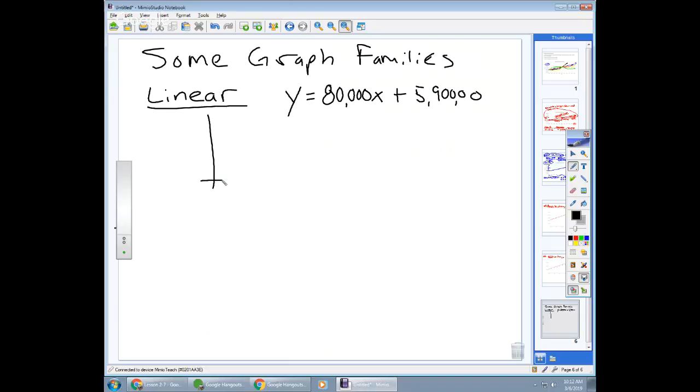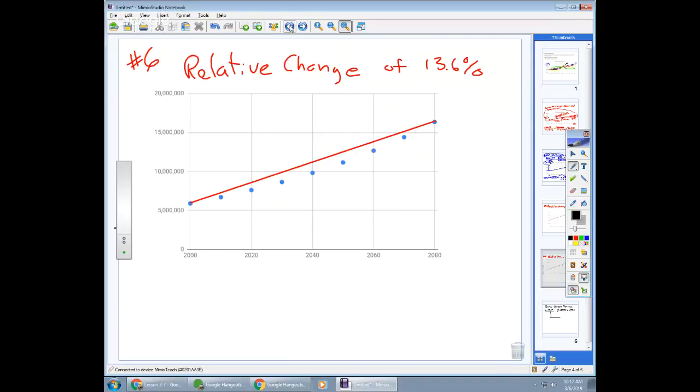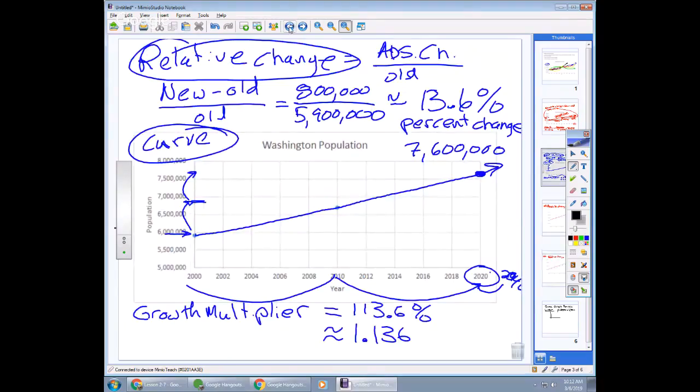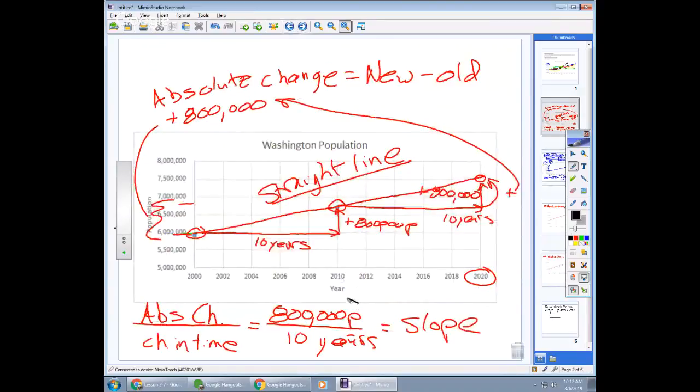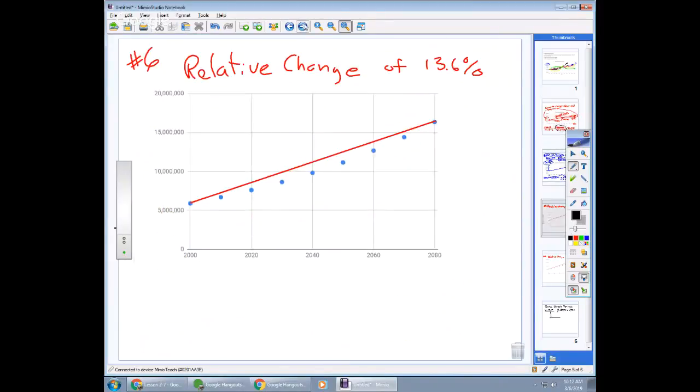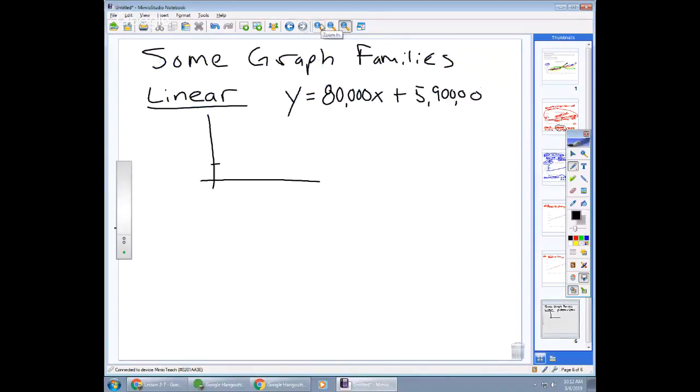That gave us this nice straight line. You did 80. Yes, and the reason I wrote 80 there is if we go back to the idea of slope, that would be the 800,000 divided by 10. Okay. Which is where I got the 80. Yeah, so I just cleaned that up there. Good question. And so that was the starting point. So I had 5, let's call it 5.9 million.